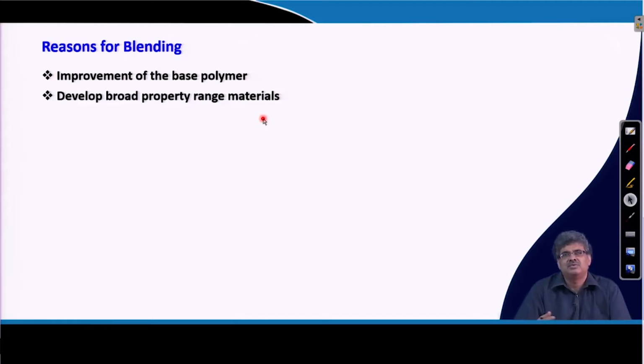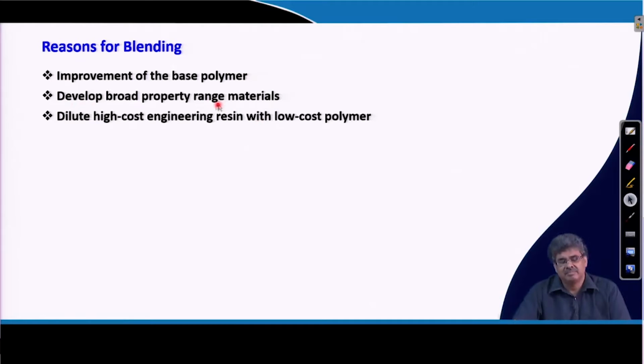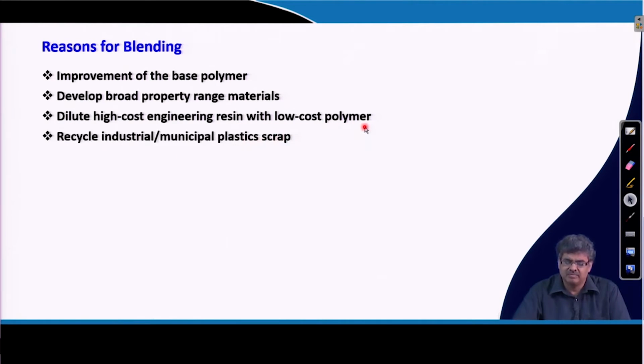Obviously, if we are using two polymers of different cost, the blend cost will also vary. If the final application does not require very high property, then we can probably use a blend with a higher cheaper polymer component. So, basically we can use blends to develop a range of materials, dilute the cost of engineering resin with low cost polymer, and help in recycling municipal waste or plastic waste.